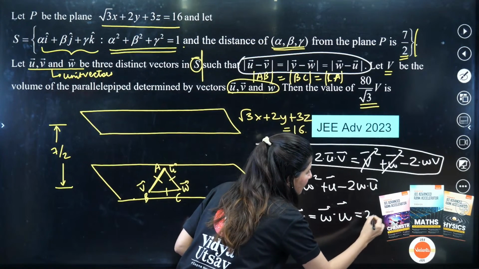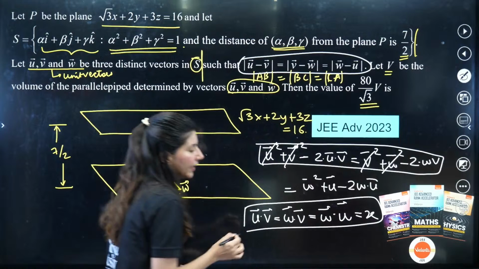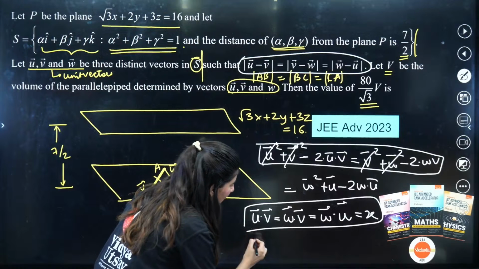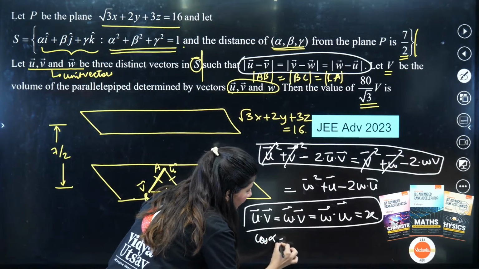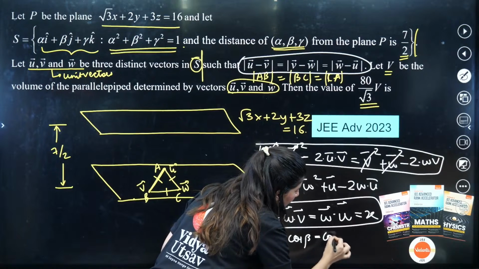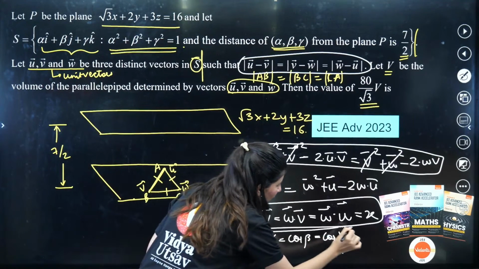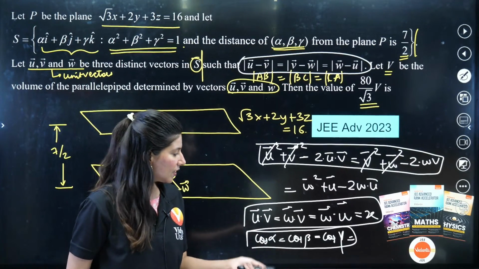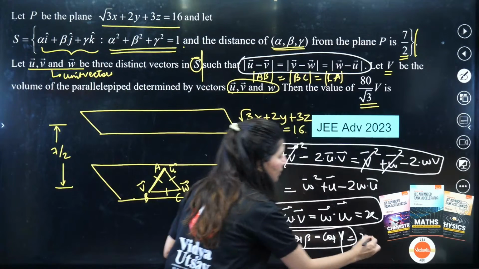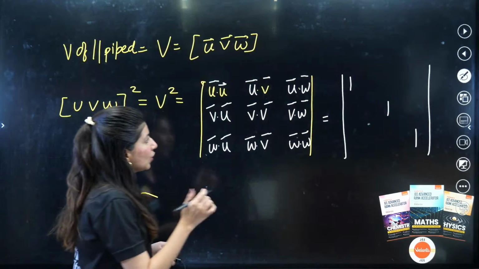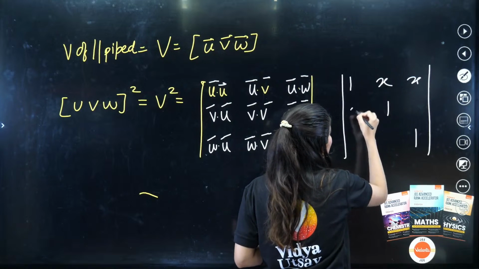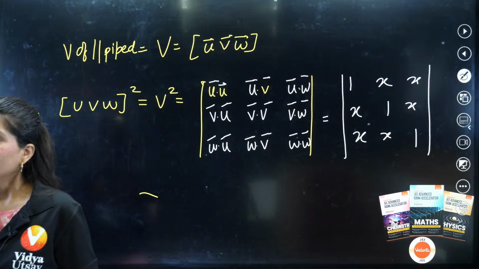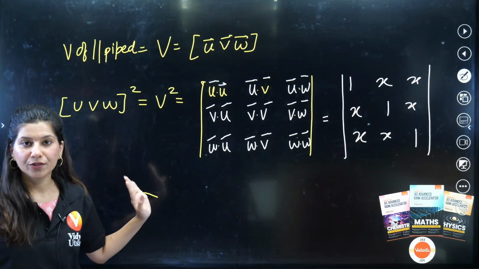All three are equal. Let us assume that this is X. Or you can say that if these are unit vectors, cos alpha is equal to cos beta is equal to cos gamma. So basically the dot product is 1 into 1 cos alpha, cos beta, cos gamma. So the value is, let us assume this as X. We are looking for X. We only need X, my dear students. Once I get the value of X, my job is over.